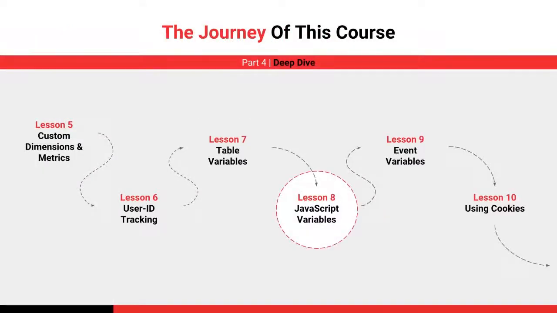The journey so far: we just covered table variables, including both lookup and regex tables. Now we're going to be covering both types of JavaScript variables that are available to us in GTM. Then we'll move on to the different event variables and using cookies, and move toward wrapping up.